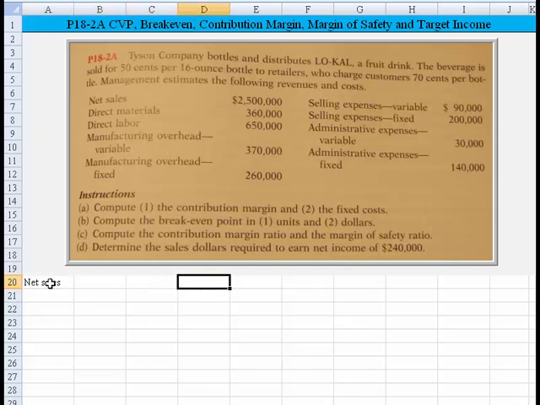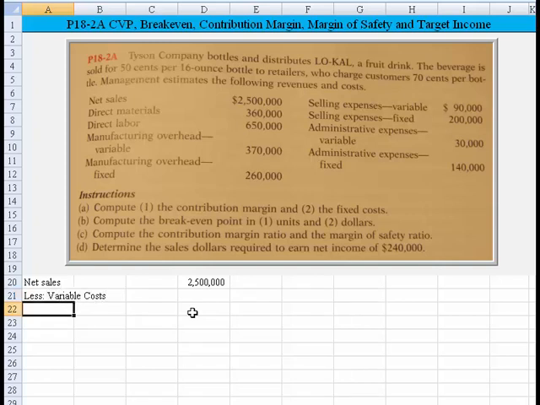Net sales. I'll work it over on this side. Let's just make this a comma with no decimal places. Net sales are 25. Then we have to subtract off, using a contribution margin approach, variable costs, right?